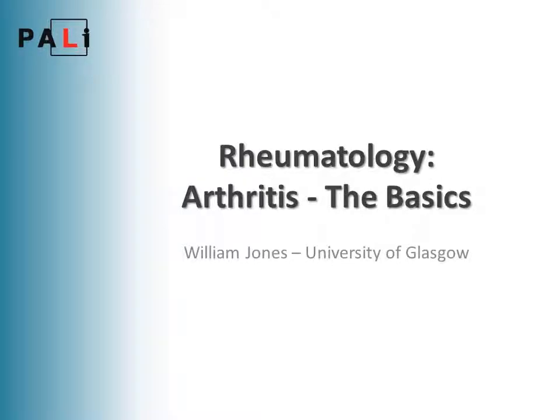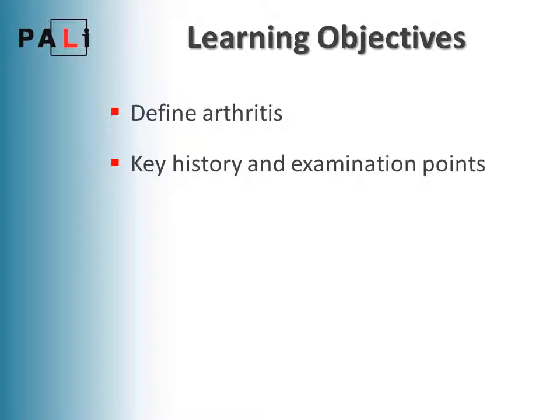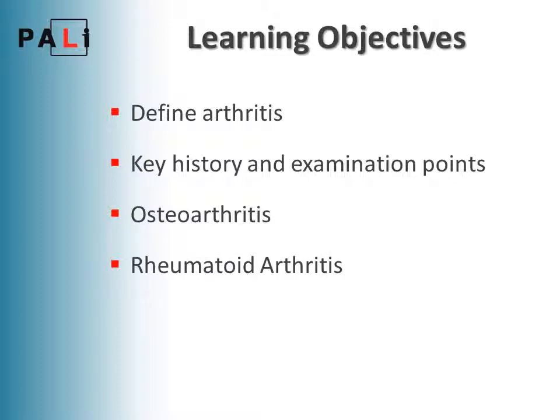Jones, and this PALi talk will cover rheumatology and the basics of arthritis. And just to go over what we'll go through: defining arthritis quite simply, and then moving on to the key points in examination and history taking when considering a patient with a musculoskeletal presentation, and then go on to discuss both osteoarthritis and rheumatoid arthritis in a little bit more detail.